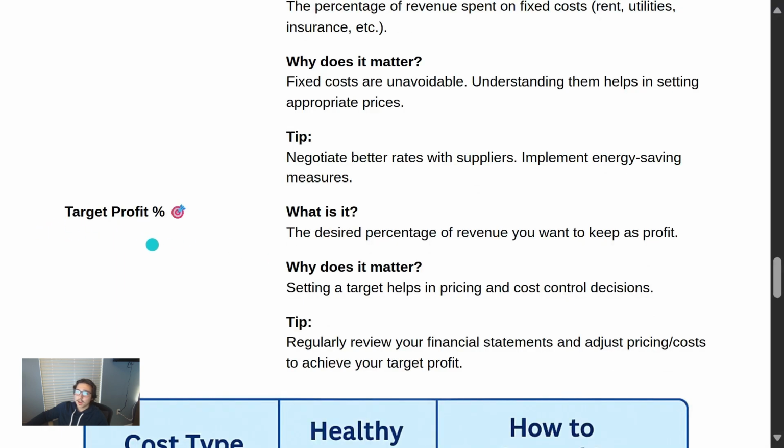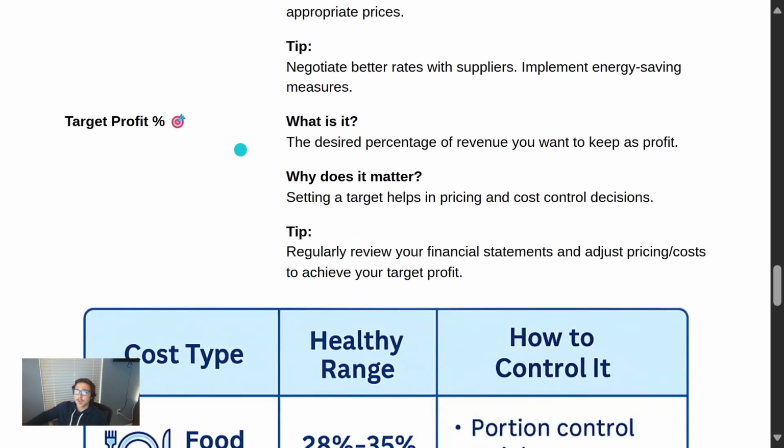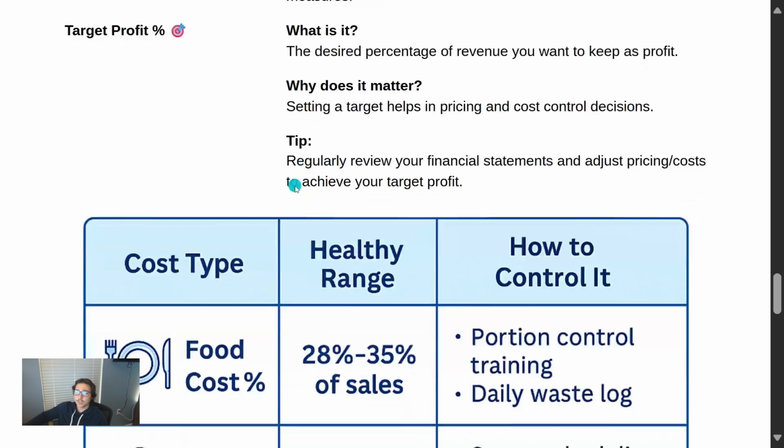And then target profit percentage, right? Your profit goals should be anywhere between 8% and 12%. So the desired percentage of revenue you want to keep is profit. I know new restaurants within the first 3 to 5 years try to sit between 0 and 6, just trying not to go negative, because a lot of new restaurants will go negative because they're not managing these food costs and labor costs, which create your prime cost, or they have really high overhead based off their location.